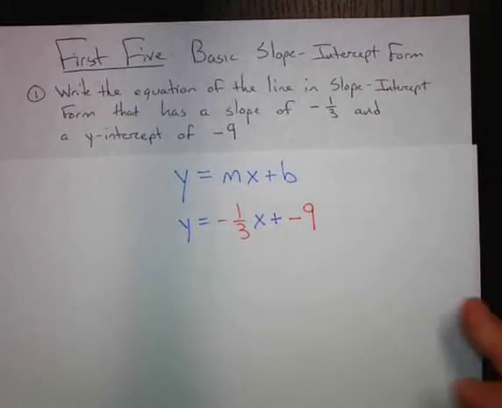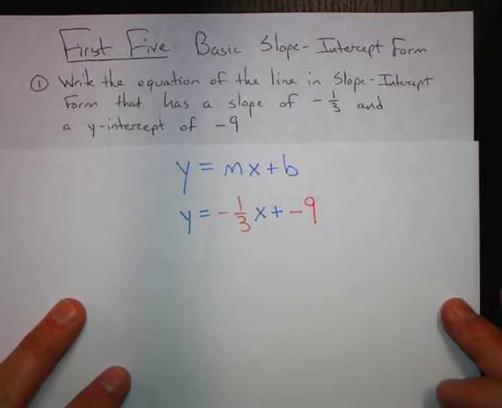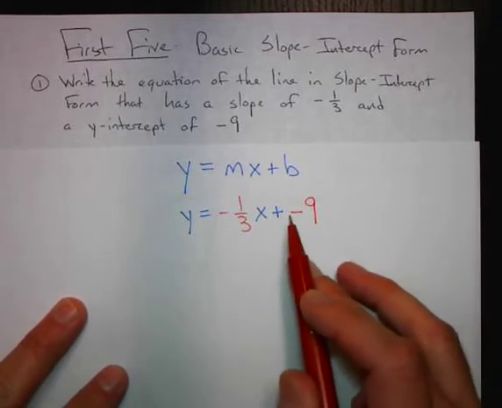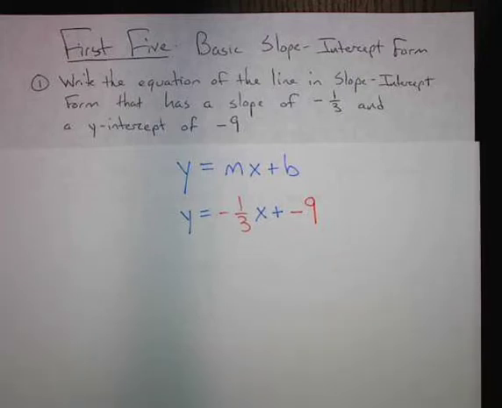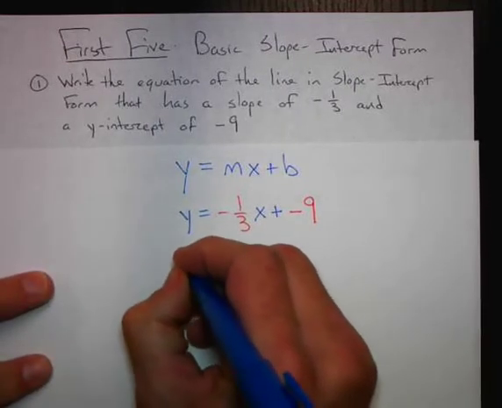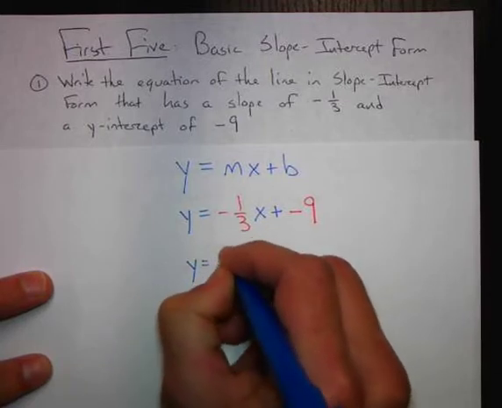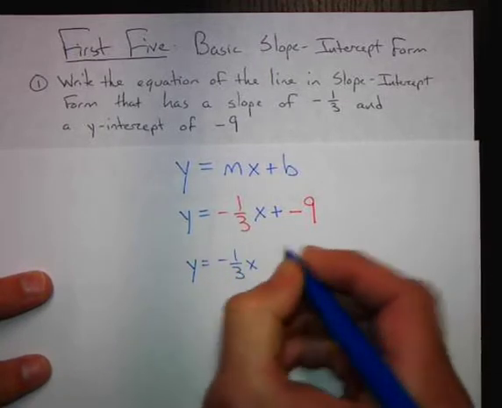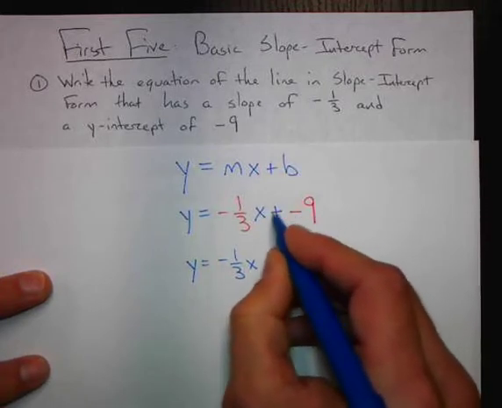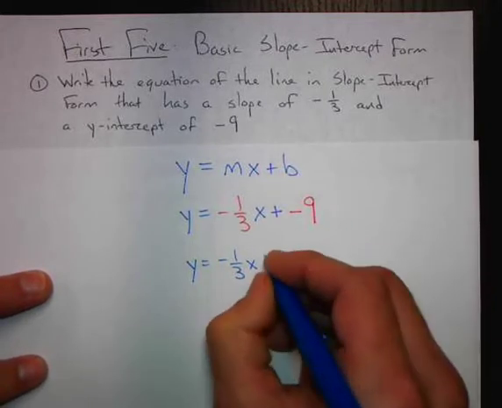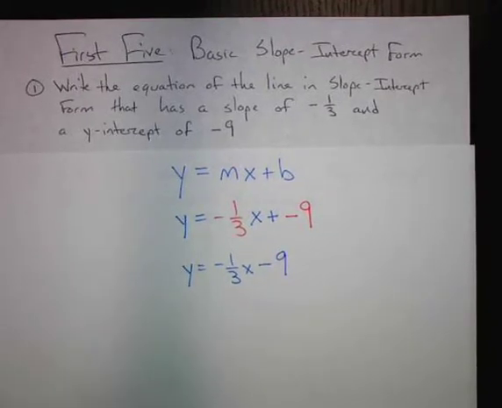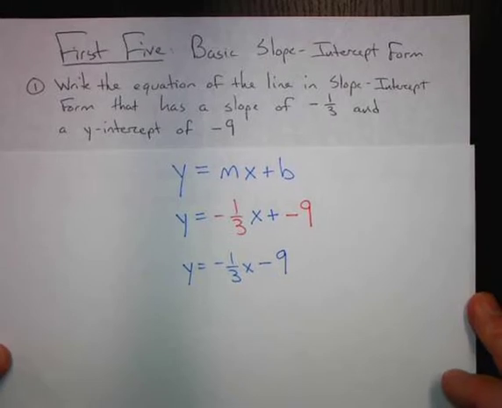So this is a straight substitution problem. Now the only thing is we've got to clean this mess up. This plus minus doesn't make any sense. It doesn't jive well. So we're going to clean up that mess and write our final equation in slope-intercept form. y = -1/3 x. Now what is plus minus all about? Well, what's a positive times a negative? It's a negative. So it's just one sign. We have y = -1/3 x - 9.